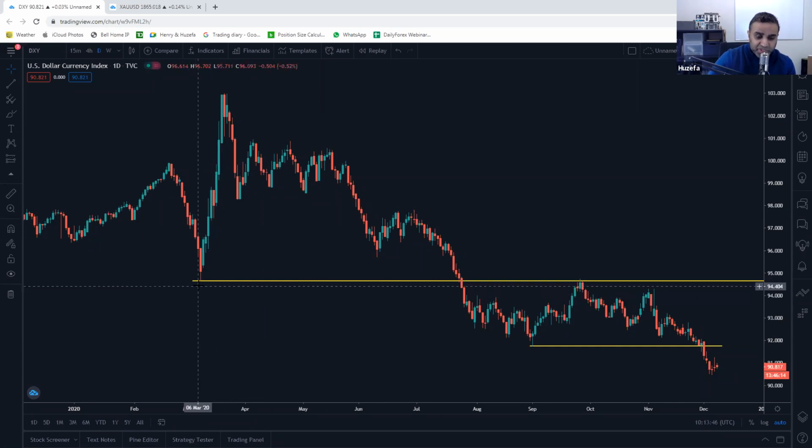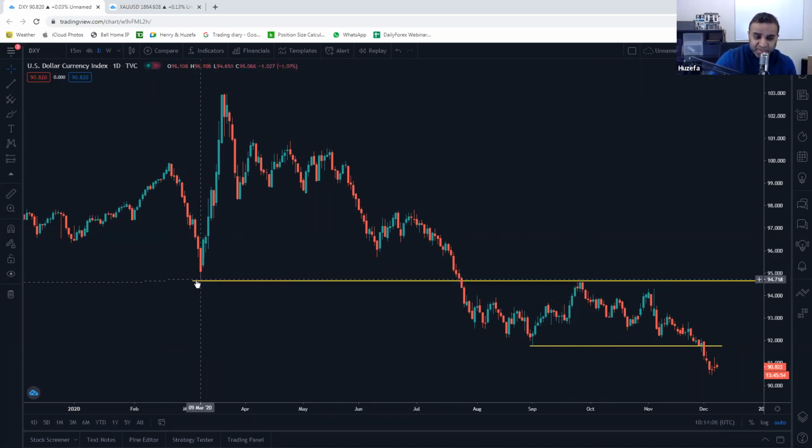So there's a big support that was made earlier in March, and you can see the volatility really kicked in when the financial impact of coronavirus became apparent. But it broke that support and it tested it really neatly as resistance back in September.